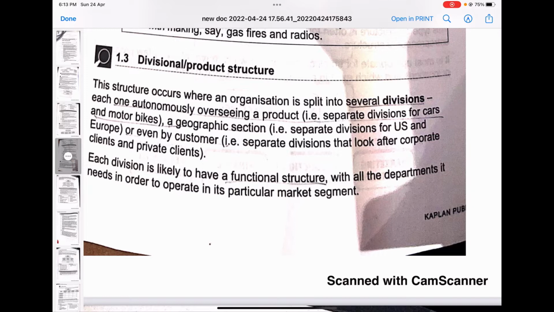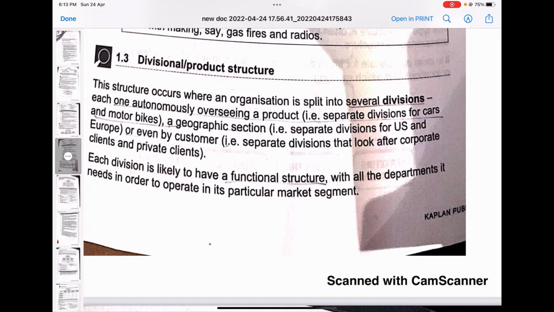So earlier we had seen departmental or functional structure. In departmental or functional structure, we have separate departments for the different functions, whereas in the divisional or product structure, we have different departments for each product. For example, if I'm Nestle, there's a separate department for coffee, a separate department for biscuits, a separate department for various other food products, etc.